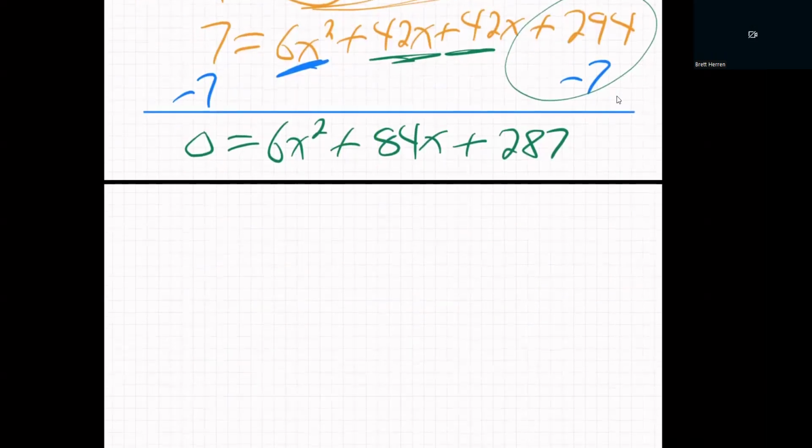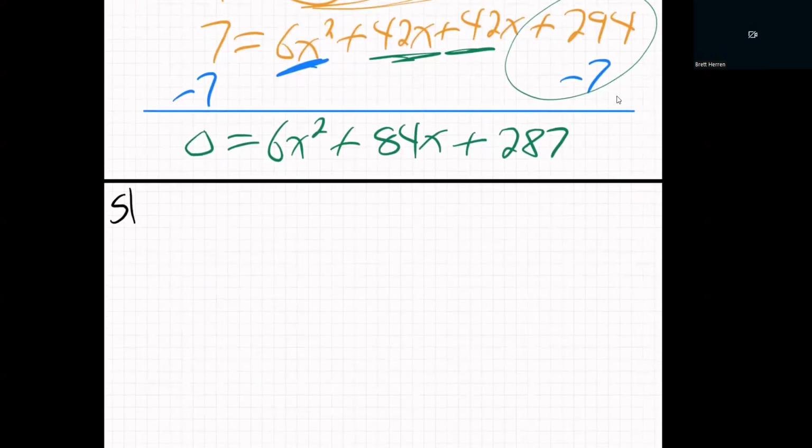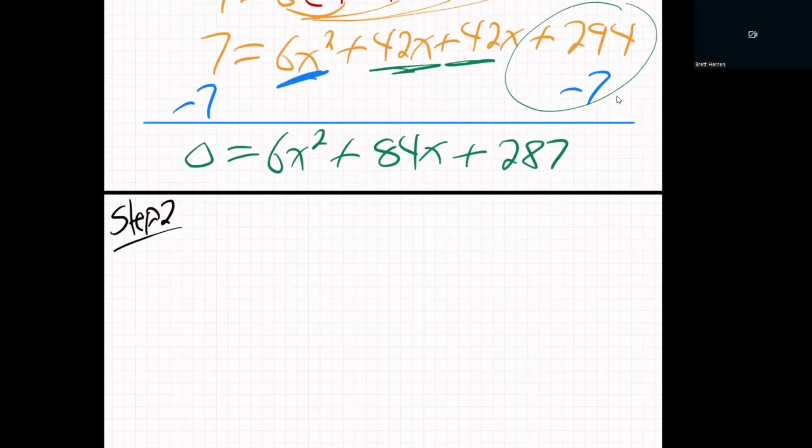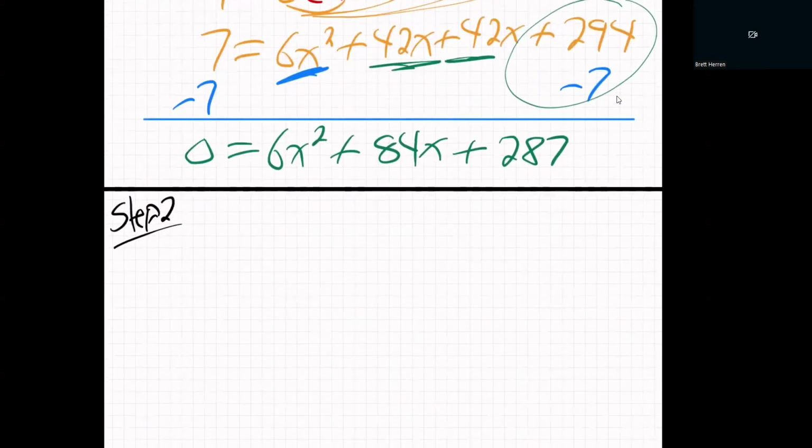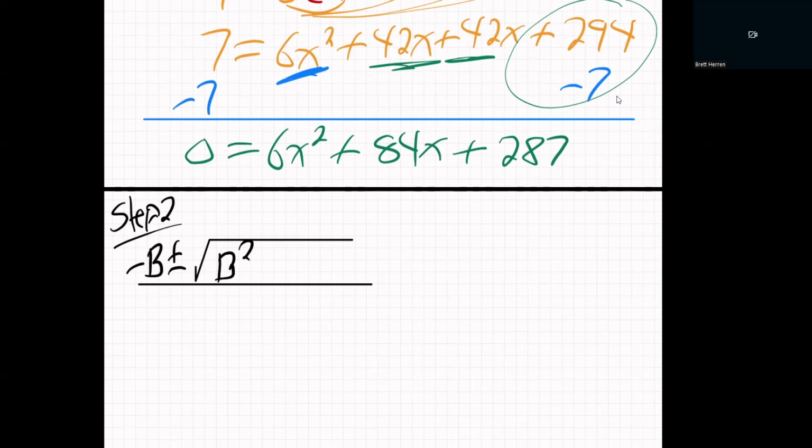Step two, the quad. Our friend, the quadratic formula. Remember him? So we're going to go negative b plus or minus the square root of b squared minus 4ac, all over 2a. That's what we've got to do.